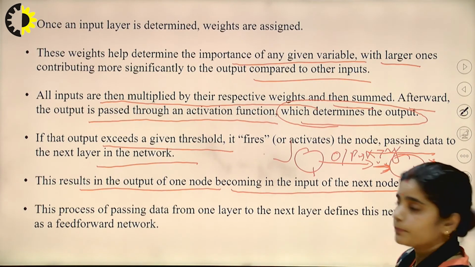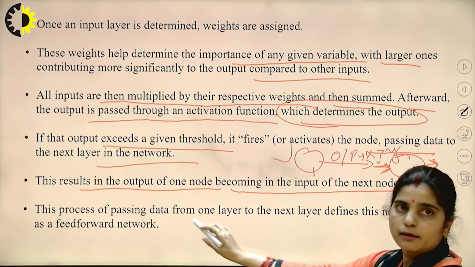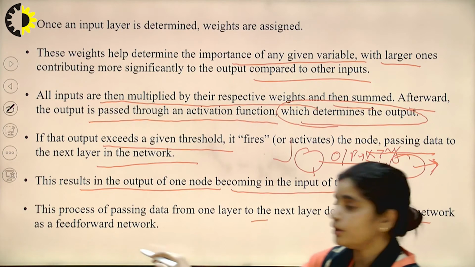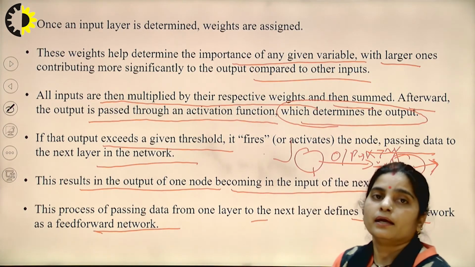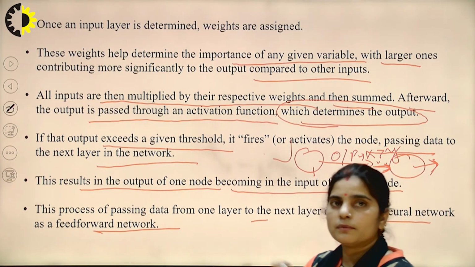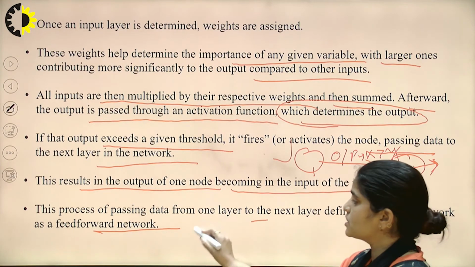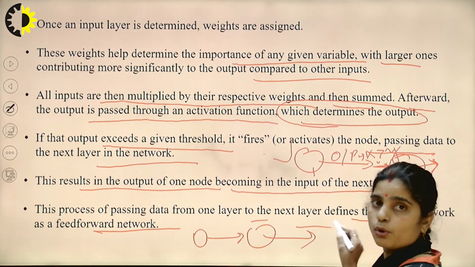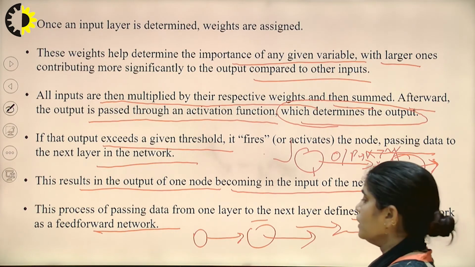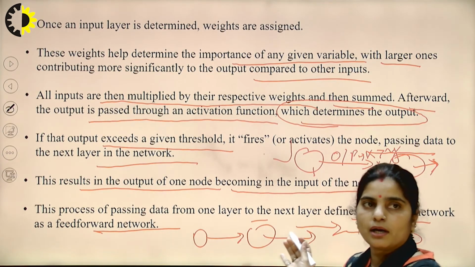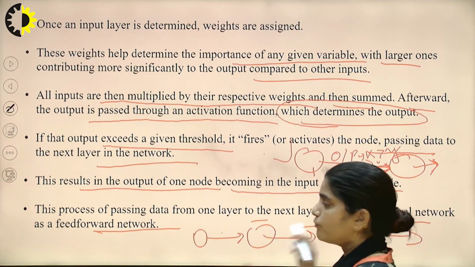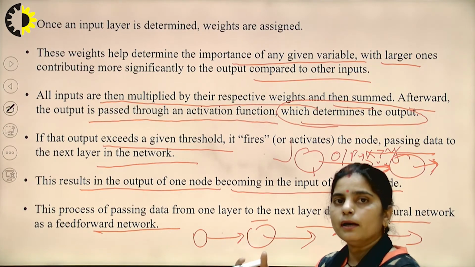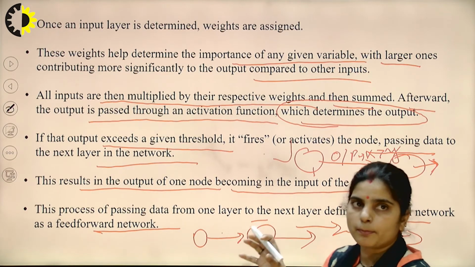Now, this process of passing data from one layer to the next defines this neural network as a feed forward network. Here the output of one node becomes the input of another node, and so on. So this model implies that this particular neural network works as a feed forward network, but it can also work in the backward direction, with backward propagation.